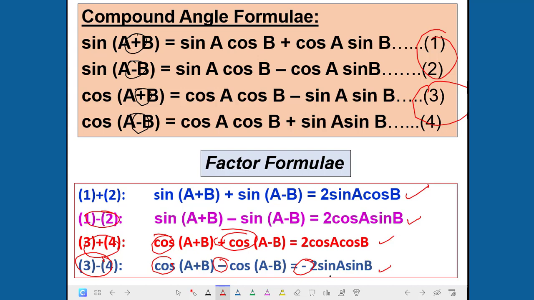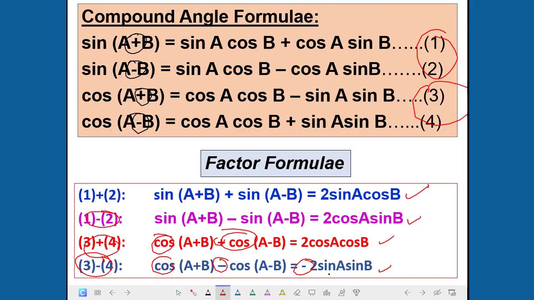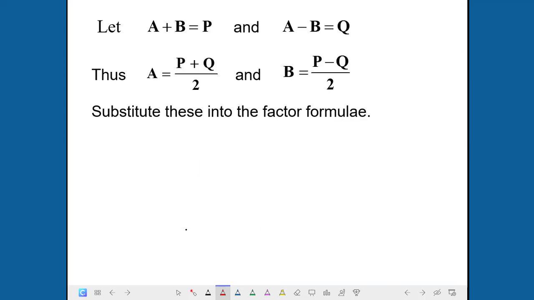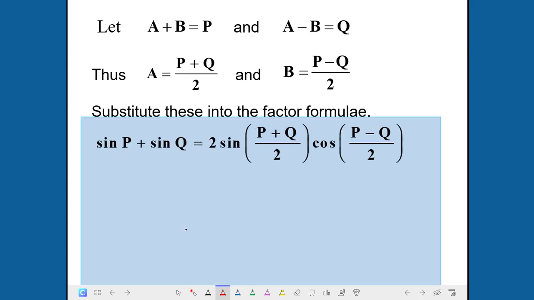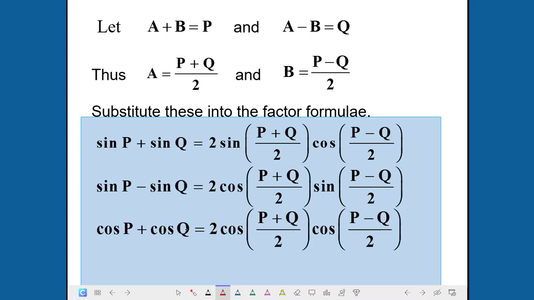Okay, you have to remember this formula given. Then let A plus B equal P, and A minus B equal Q. Then using this and substituting, you get it in this form. This is the new formula, the factor formula. You need to remember this one.